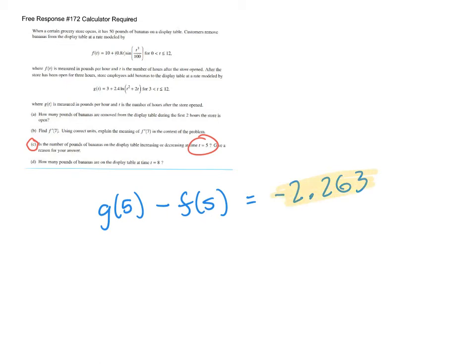at t equals 5, the number of bananas, or the pounds of bananas on the table, are decreasing. Essentially, we have more going out than we have coming in. Okay, we're almost done with this thing. Let's go to that last question.